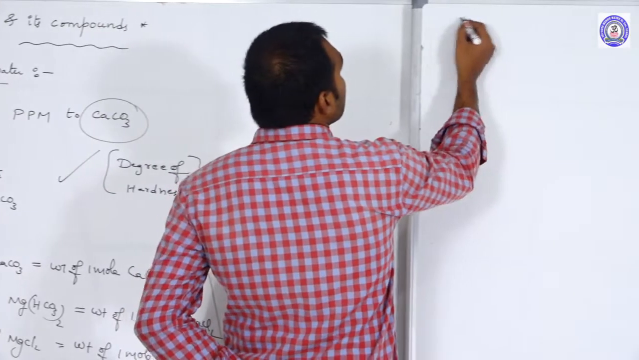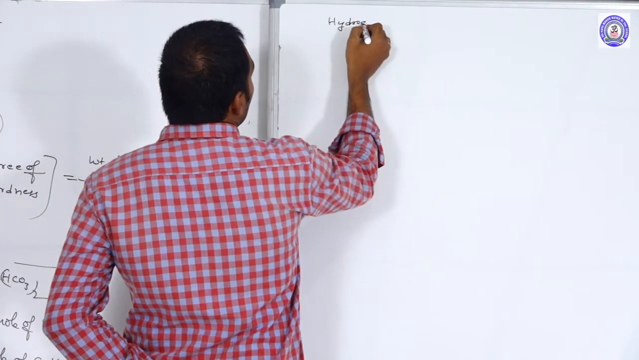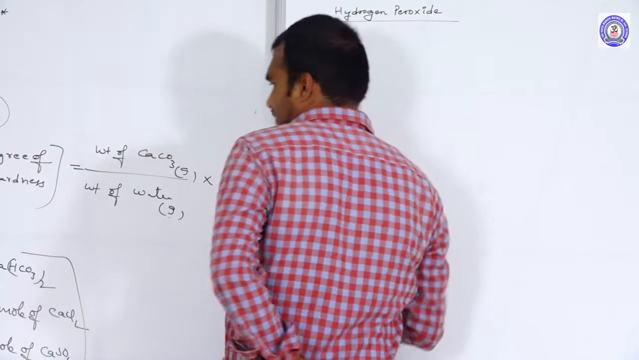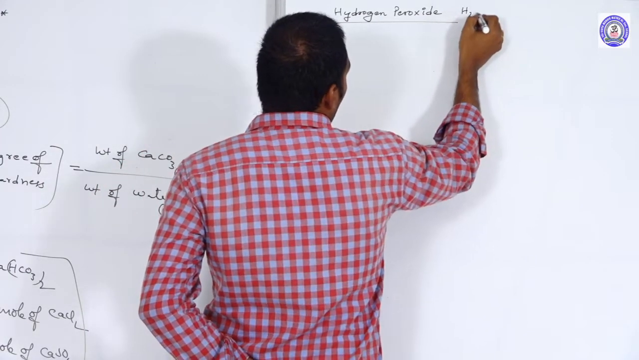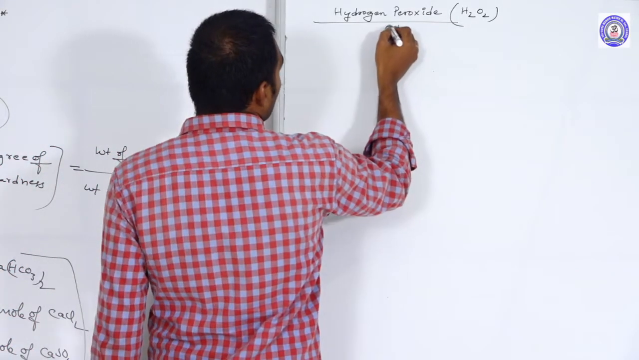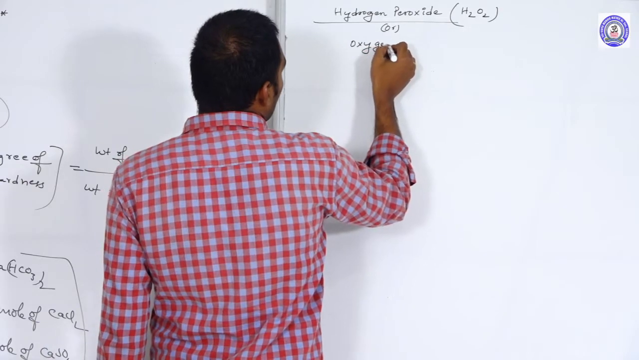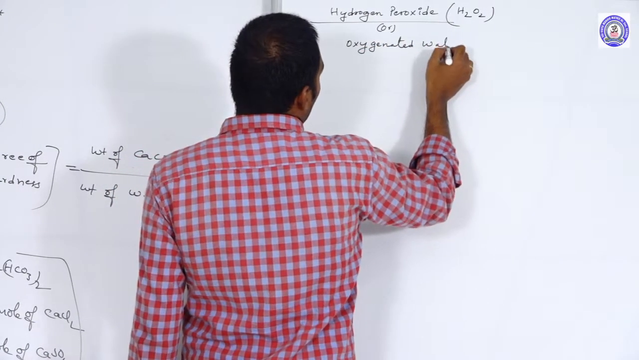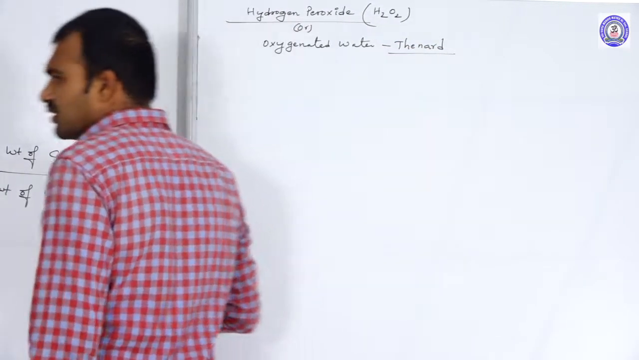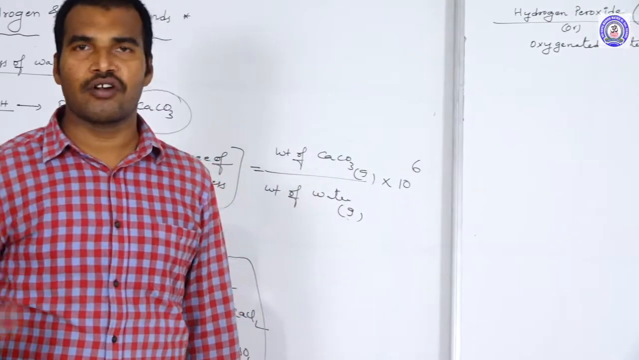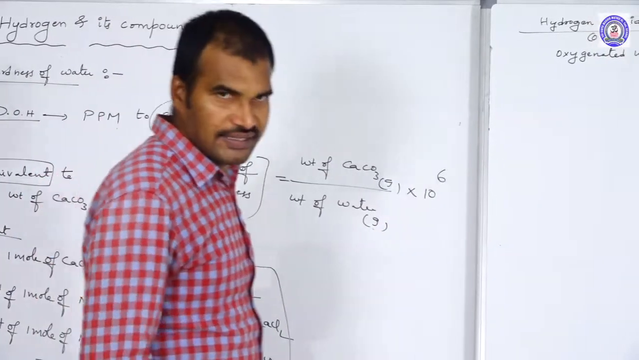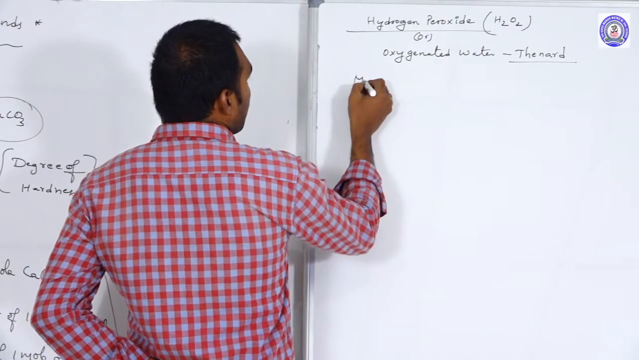That is hydrogen peroxide. This is the third compound. Hydrogen peroxide we also call oxygenated water; the scientist Thenard called this H2O2 oxygenated water. That means oxygenated water we call hydrogen peroxide. Okay, so let us discuss the methods of preparation.